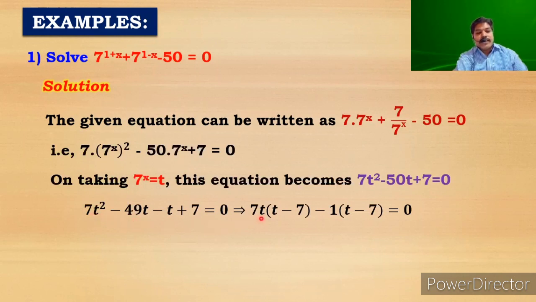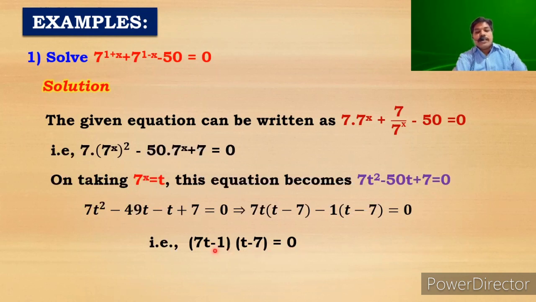In the next step, you can take 7t common from the first two terms. You will get 7t into t minus 7. Take minus 1 common from these two terms, you will get minus 1 into t minus 7 is equal to 0. So what you observe here, t minus 7 is common in both the terms. So take t minus 7 as common, so it will become 7t minus 1 into t minus 7 is equal to 0.